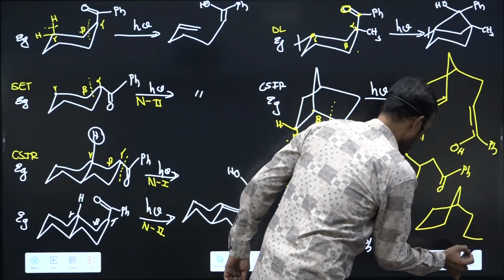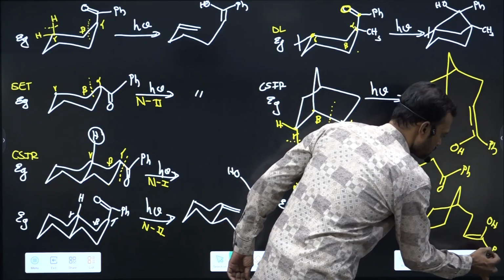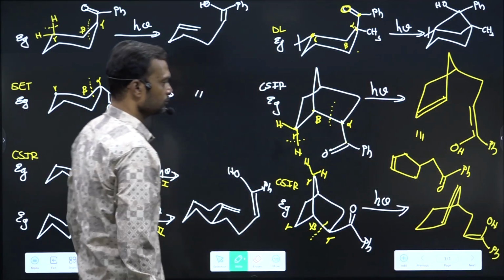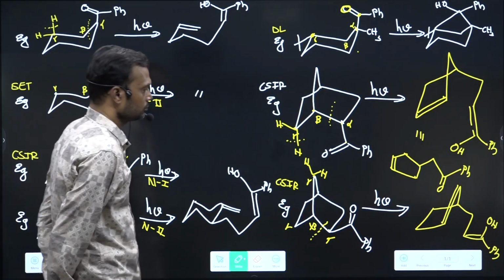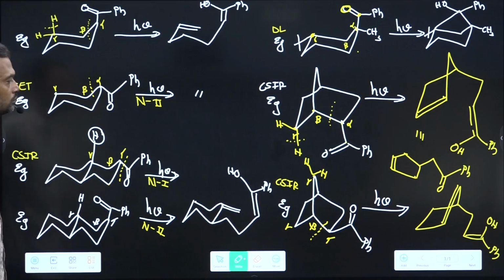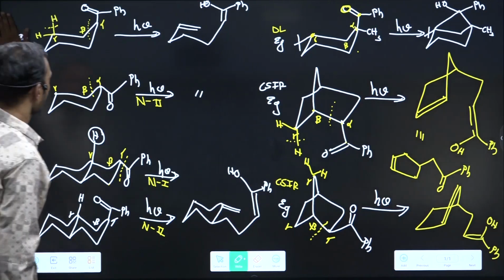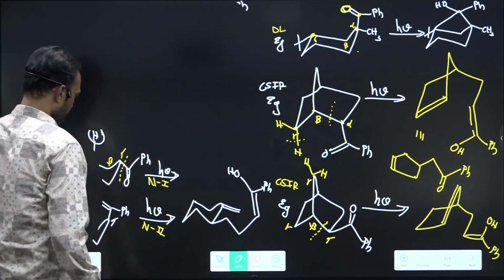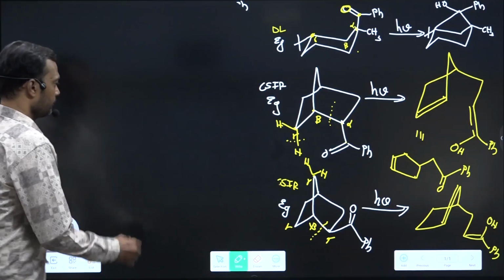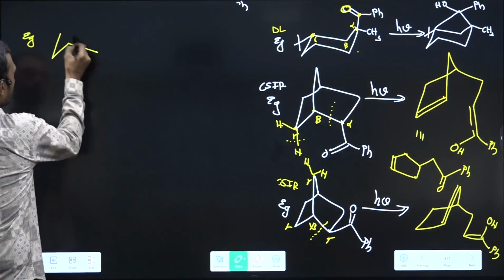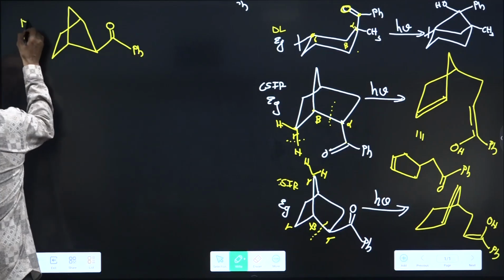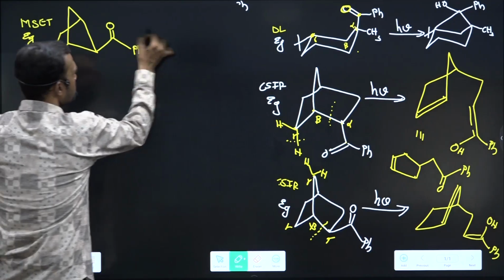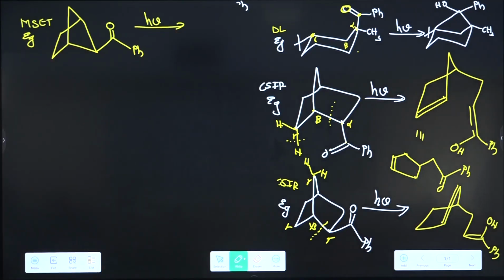So here I can get a double bond. This is OH and this is Ph, and here one more double bond. So this was given in the Maharashtra SET exam. Nearly 2 times it is repeated. Photochemical question. Norrish type 2.